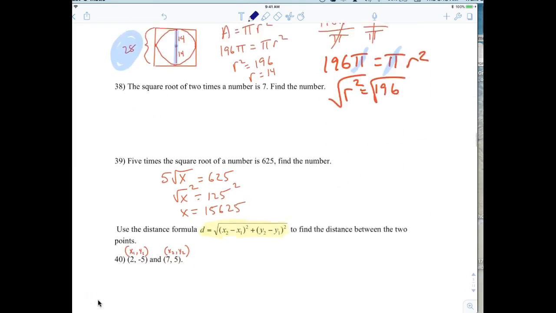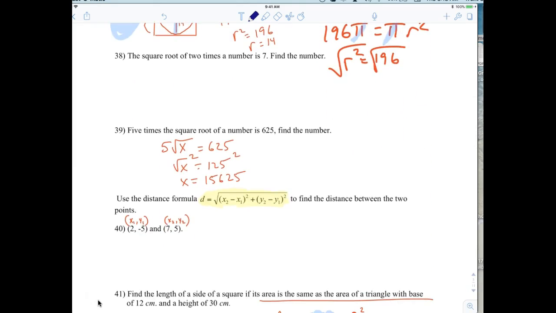All right, let's check out 38. The square root of 2 times a number is 7. Square both sides. 2x equals 49. So x equals 49 over 2, 24.5. Any questions?